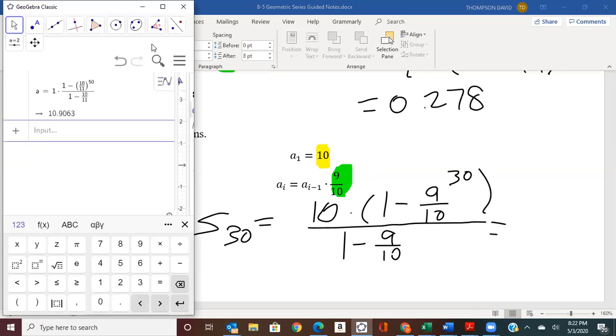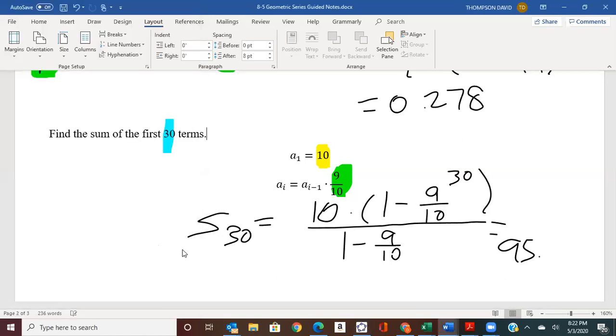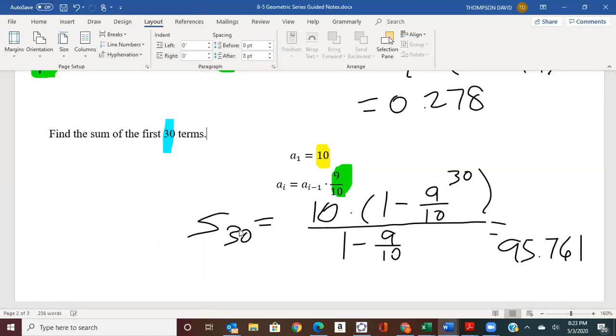So let's clear some of this old stuff out. You just click the dots, and that makes the old information clear out. So we're going to type in 10, then hit times, the parentheses, 1 minus 9 divided by 10, arrow a couple times, and notice that it puts the fraction into parentheses automatically, 30. Hit the right arrow a couple times. And then we'll divide everything by 1 minus 9 tenths. And we get 95.761, rounded to 3 decimals. And we're done.